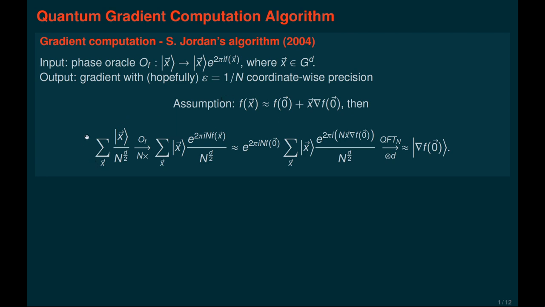And if we have this, then it works nicely in the following algorithm. We just prepare a uniform superposition over all the grid points by doing Hadamards or something similar. And then we apply our phase oracle. And not only once, but n times, to get n times f of x in the phase. And if our assumption was correct, that it was indeed roughly a linear function, then this phase is roughly the phase corresponding to the zero value, and then the linear phase by the gradient. The function value at zero is just a global phase, we can pull it out of this superposition. And what we have here looks very similar to these Fourier states. Then if we just do the Fourier transform on every coordinate, we get back a good binary approximation of the gradient in each of these coordinates. Yes. So this is Jordan's algorithm.